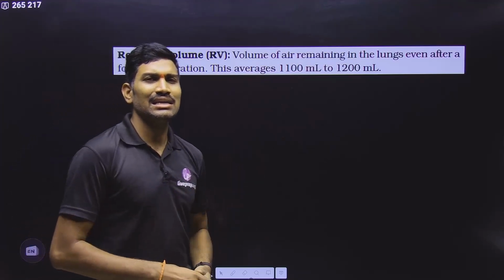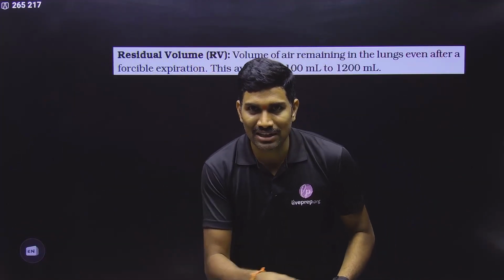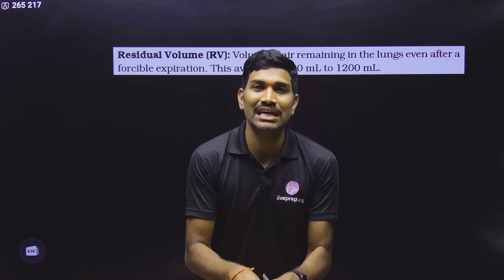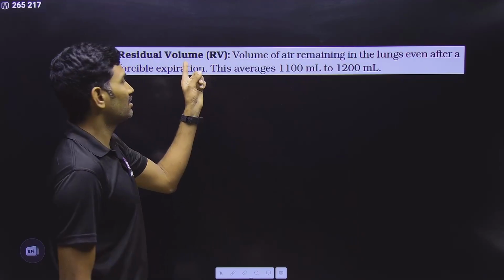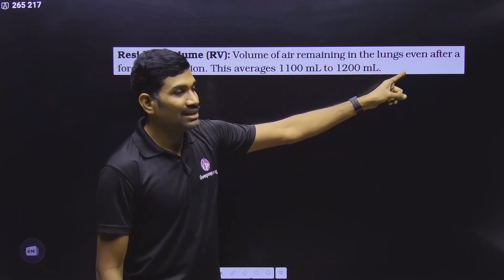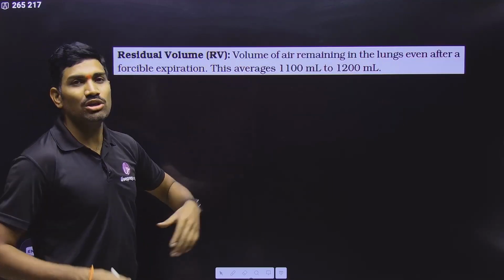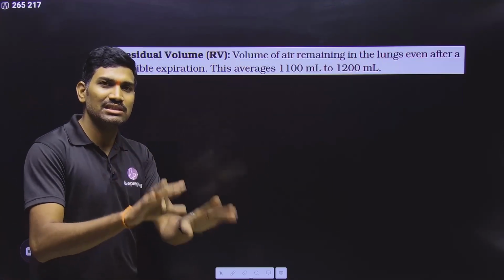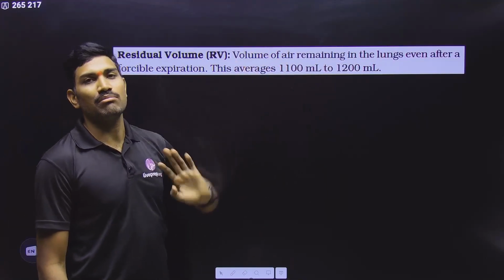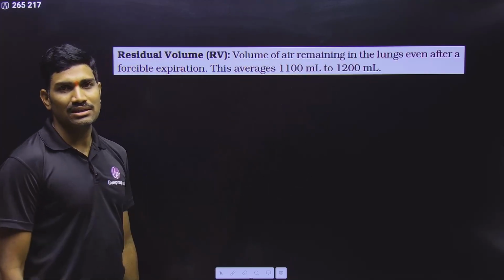Residue. Generally in chemistry we use the word residue. Suppose you are taking a container, something that is left at the bottom of the container is called residue. Same word, residual volume means what? Volume of air that is remaining in the lungs even after forceful expiration. That means this residual volume you cannot take outside, it is present inside the lungs, and its volume is approximately 1100 to 1200 ml. These values are also important, you need to remember this.